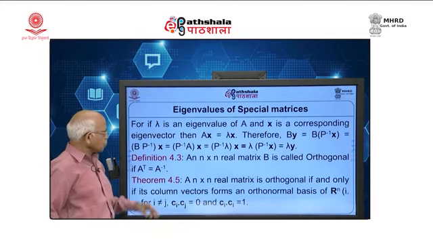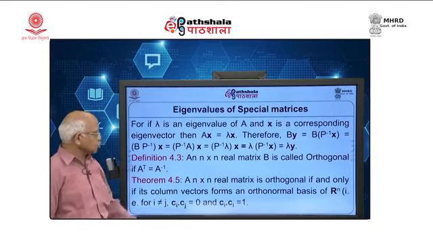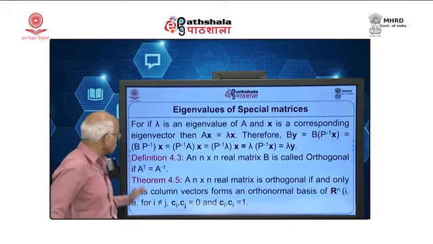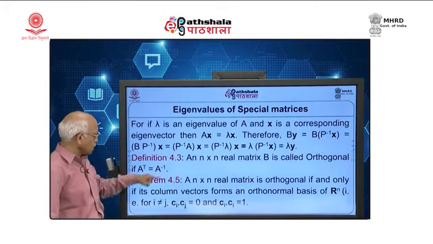And definition 4.3 says that an n cross n matrix A is called an orthogonal matrix if A transpose equals A inverse.